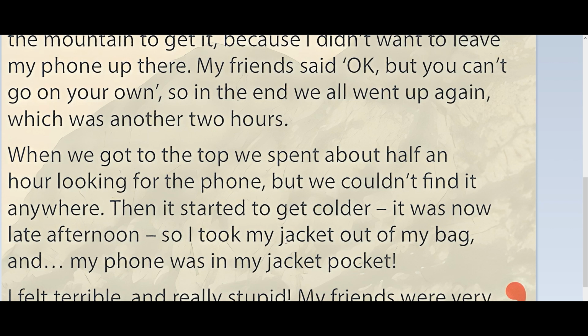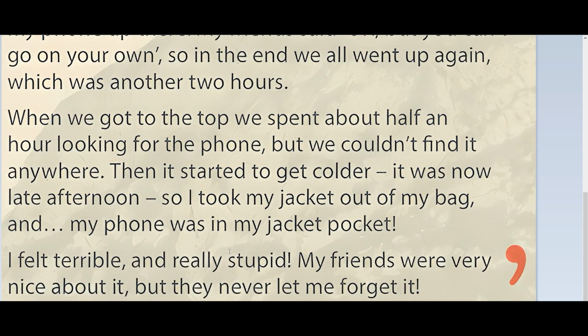Поэтому я взял свою куртку, точнее нет, не совсем взял, took out, видите, я вытащил свою куртку из моей сумки, из рюкзака, и мой телефон был, получается, в кармане куртки, in my jacket pocket, то есть в кармане куртки. Я почувствовал себя ужасно и по-тупому, да, но я тут, думаю, все понимают, о чем идет речь.